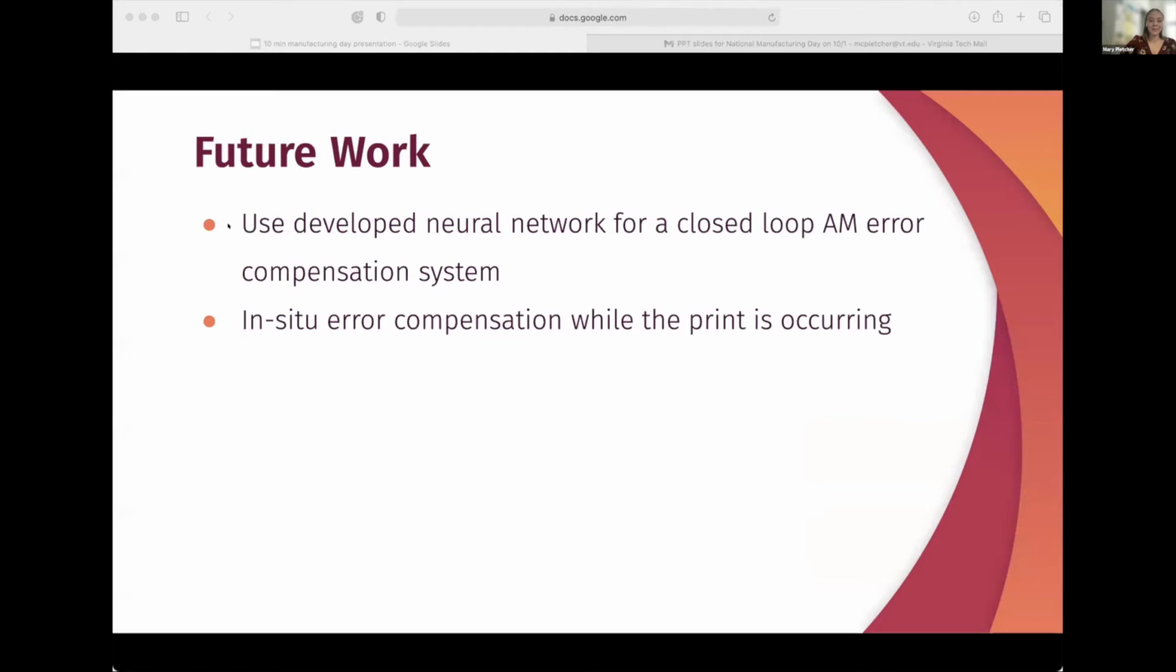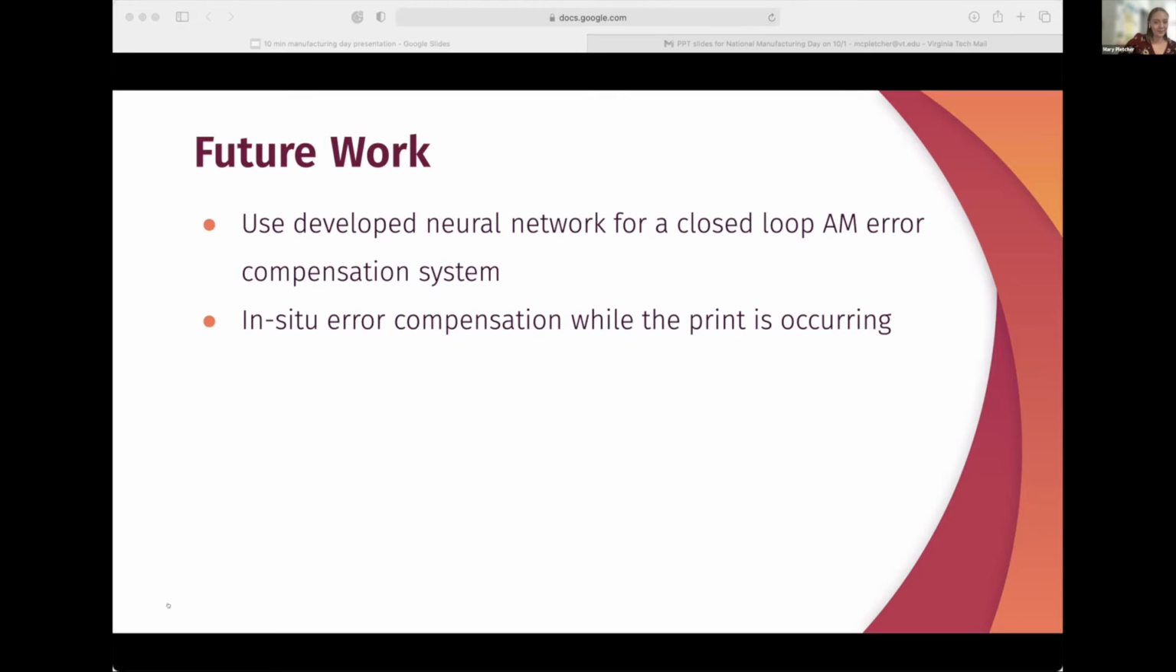So beyond improving the neural network, some future work is to eventually develop a whole closed loop additive manufacturing error compensation system. And then in this realm of additive manufacturing, error compensation in situ, or during the printing, is something that is also currently being explored for additive manufacturing.